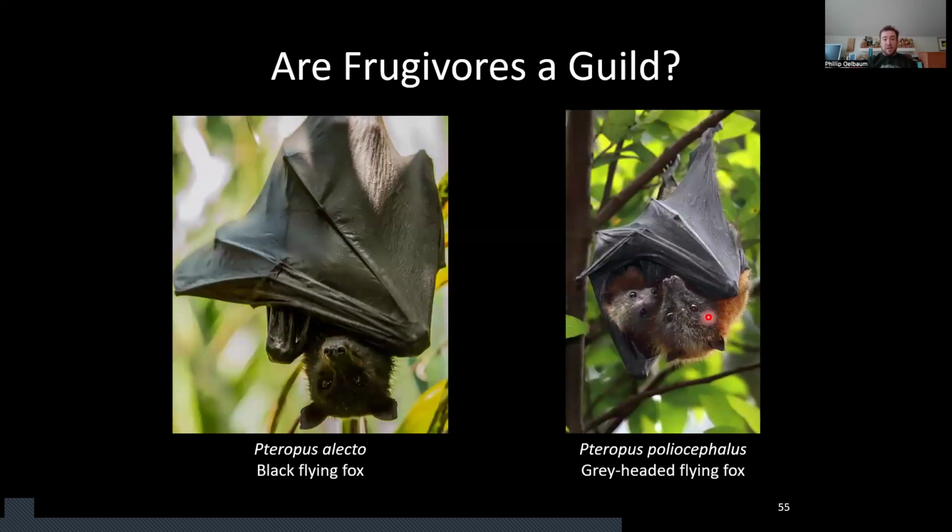Even our fruit-eating pteropods are considerably insectivorous or nectarivorous. These bats might even be better described as nectar bats than fruit bats. The black flying fox and gray-headed flying fox will just sit and lick flowers for much of their foraging time.